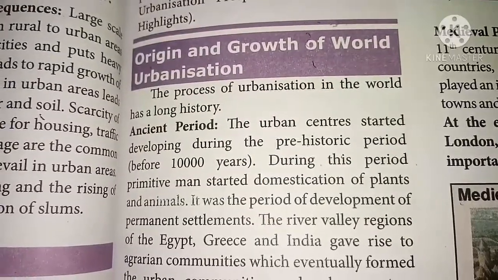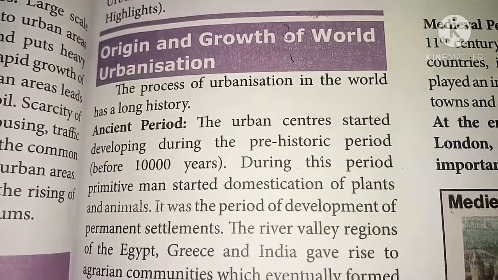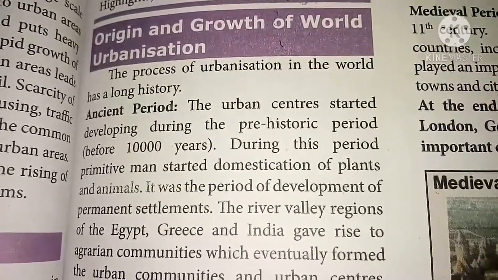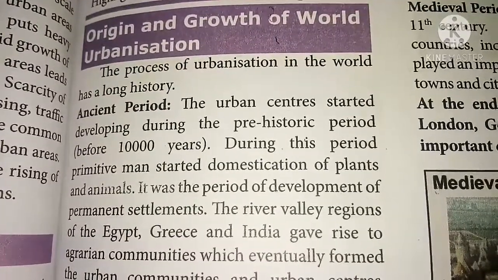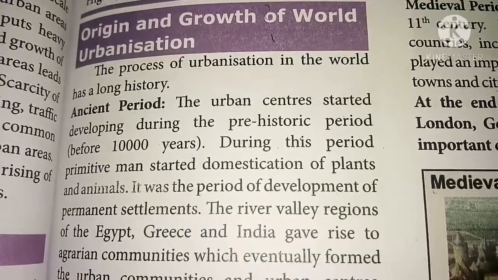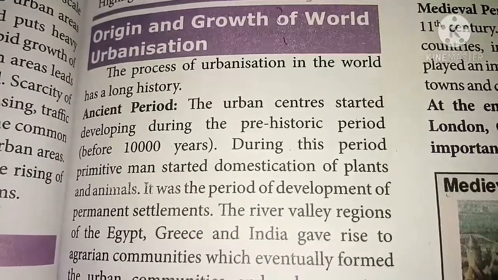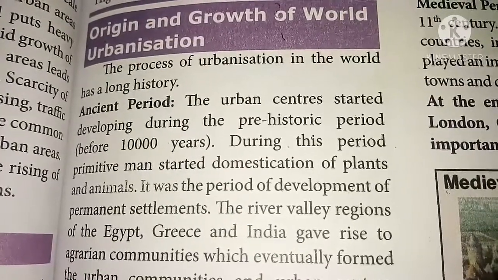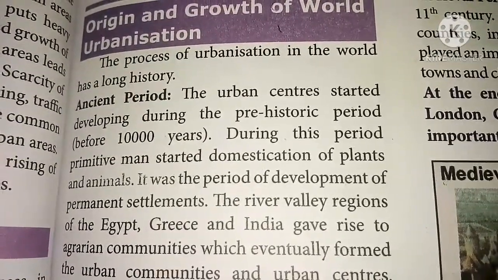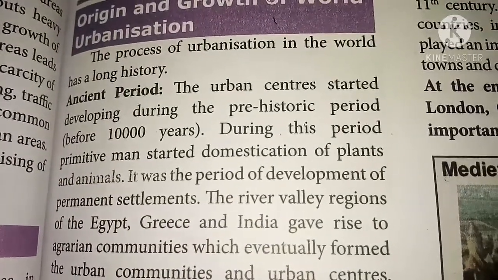Origin and growth of world urbanization. The process of urbanization in the world has a long history. First, the ancient period. The urban centers started developing during the prehistoric period, that is before 10,000 years. During this period, primitive man started domestication of plants and animals. It was a period of development of permanent settlements.